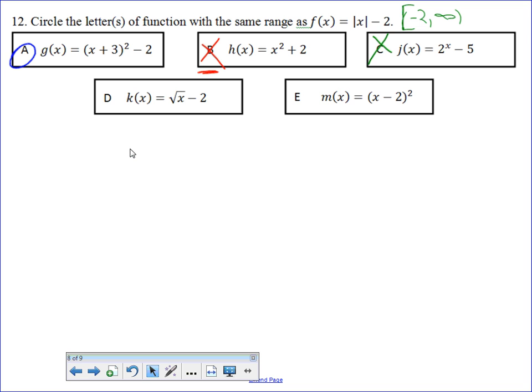For D, if we were to look at it, it's going to be a square root function. And it's going to start right here at -2 and go up, which is what we're looking for. So D does have the same range.